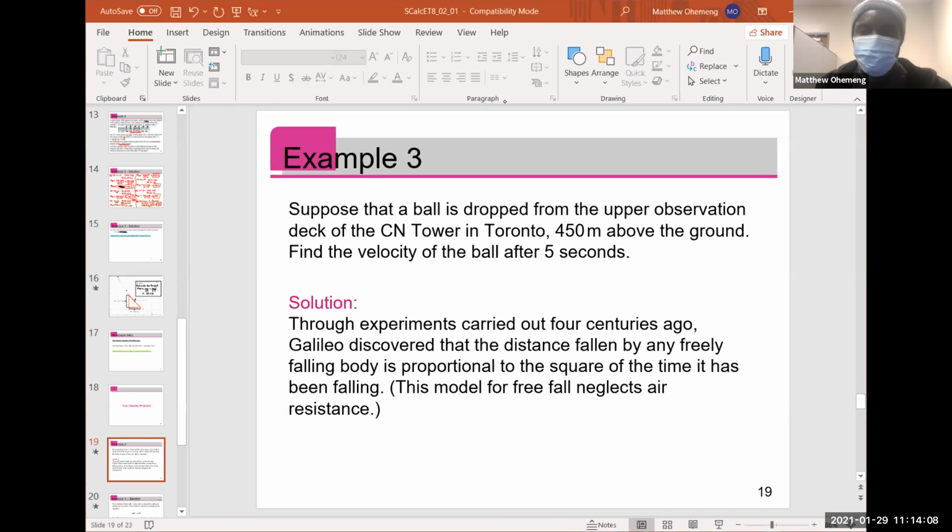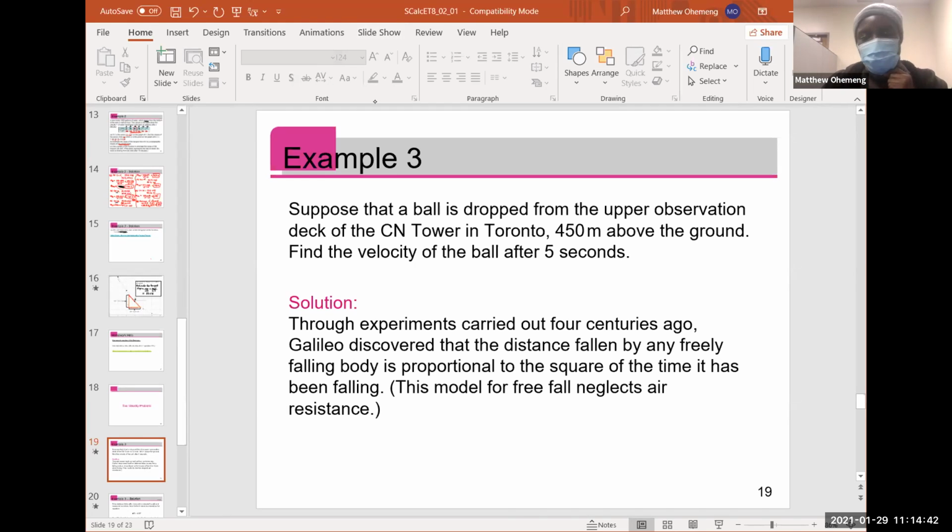Okay, so now back on the PowerPoint. As I was saying, suppose we drop a ball from this upper observation deck, 450 meters above the ground. Find the velocity of the ball after 5 seconds. For this problem, the question is asking us to find an instantaneous velocity. So let time pass, and then at exactly 5 seconds, what is the velocity of this ball? At exactly time 5, what is the velocity?